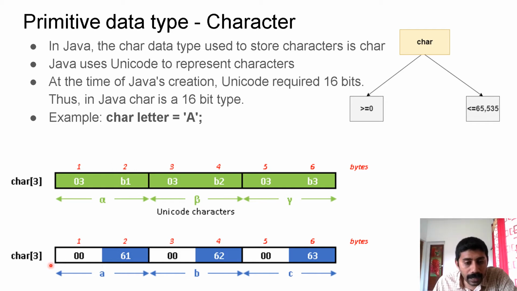And if you are storing normal ASCII values like ABCD, in that case also, it will occupy 2 bytes. To store the English alphabet A, the first byte will be 0, the second byte will be 61. To store B, the first byte will be 0, the second byte will be 62, and so on. So remember the point. In Java, the character data type has length 2 bytes, not 1 byte, because it is supporting the Unicode character set.